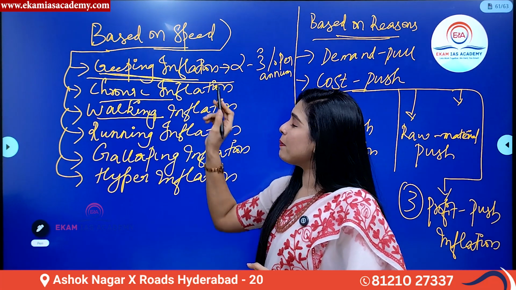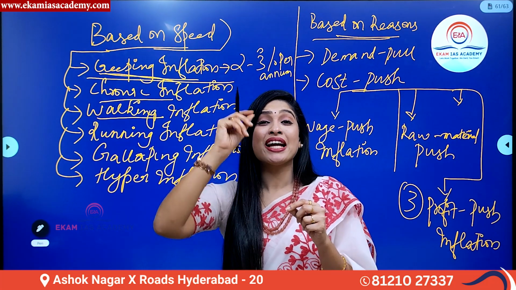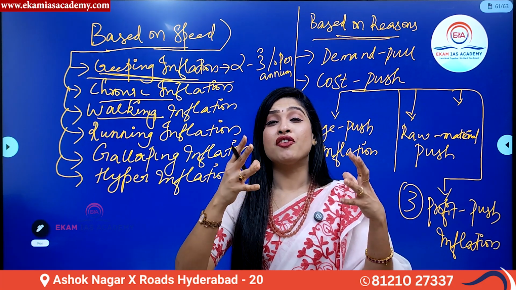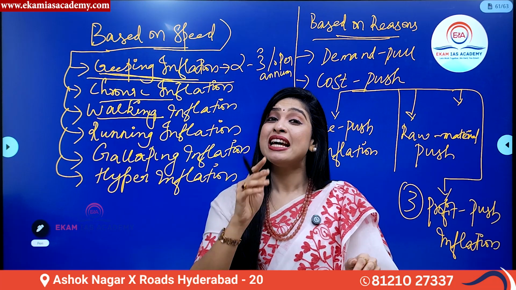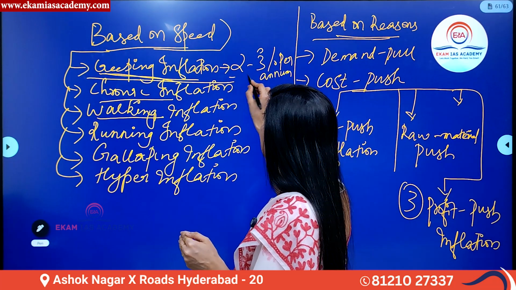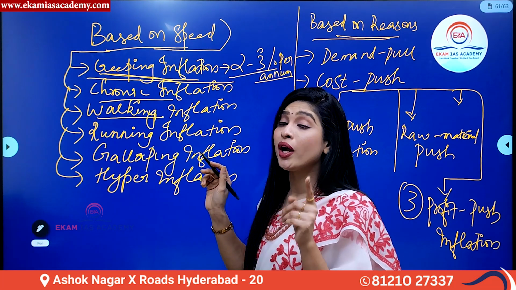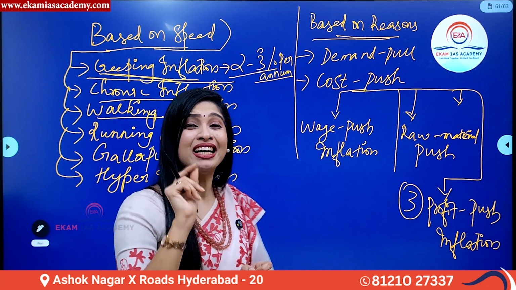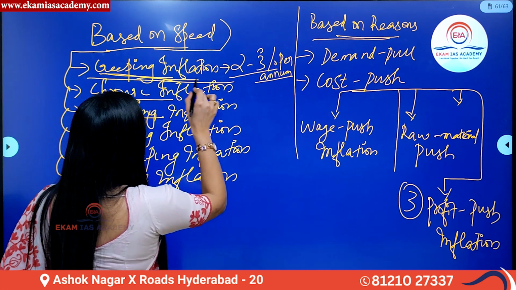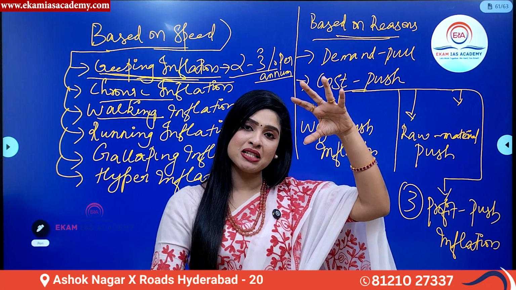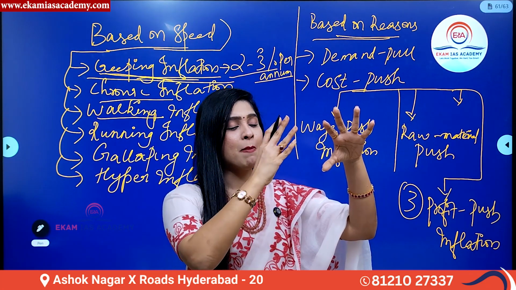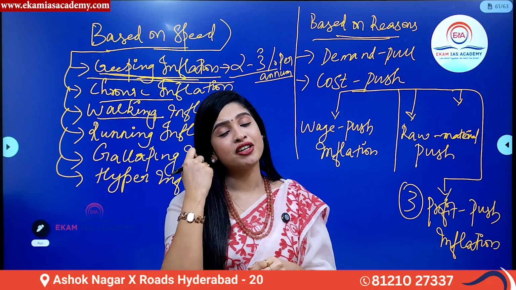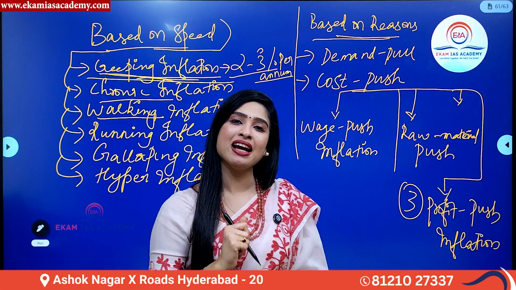Now, what is creeping inflation? When the rate of rise in prices or inflation is between 2 to 3% per annum. Per annum means what? Every year. Then such a kind of price rise is called as what? Creeping inflation in simple terms. That is, up to 3% the price rise can happen. But the range is what? 2 to 3%. Then such a kind of inflation comes to be called as creeping inflation.